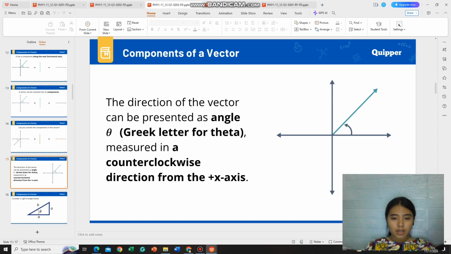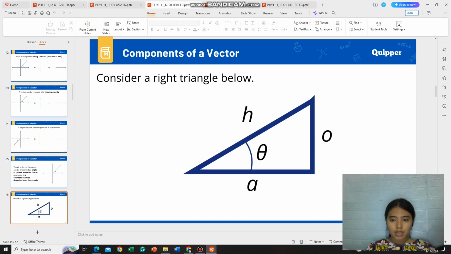Can you resolve the components? The direction of the vector can be presented as an angle. That symbol is theta, measured in a counterclockwise direction from the positive x-axis.